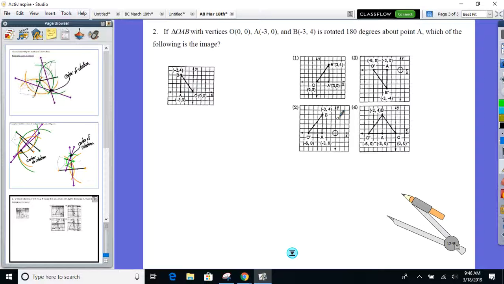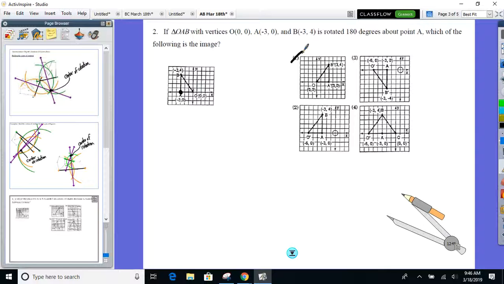So I'm rotating around point A, which means is A going to move at all? No, it's going to stay right where it is. So I could probably eliminate choice 1, right? I'm going to rotate around A, so A stays where it is. Now start visualizing this. If I just put my finger on point A and rotate the rest of the triangle around it 180 degrees, not a quarter turn, on the exact opposite side. A is going to stay where it is. Everything else is basically just going to get flipped through A.